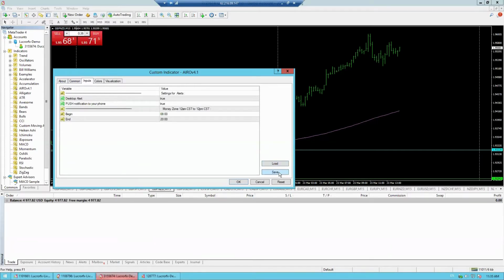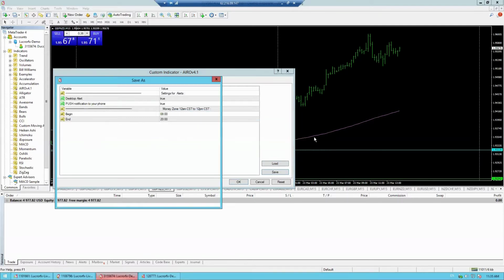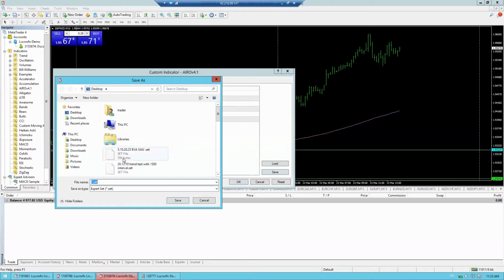And when you click on save, you're going to get this little box that's going to come up. Click on OK. And then you're going to give it a name. I usually give mine the date. Let's see if I can pull it down here. Let's see, where is my version 4.